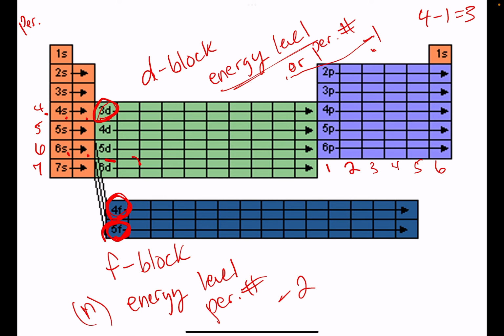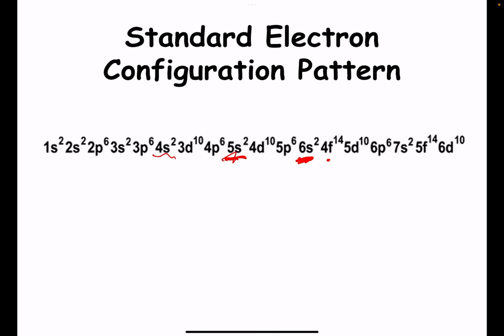No, it's 6S2, 4F14, because we have 14. 1, 2, 3, 4, 5, 10, 11. Anyways, there's 14 here. And you have to include the one that's going up here with the D block as well, okay? So there's 14 total in the F block. All right? So it's 4F14, just like it is here.